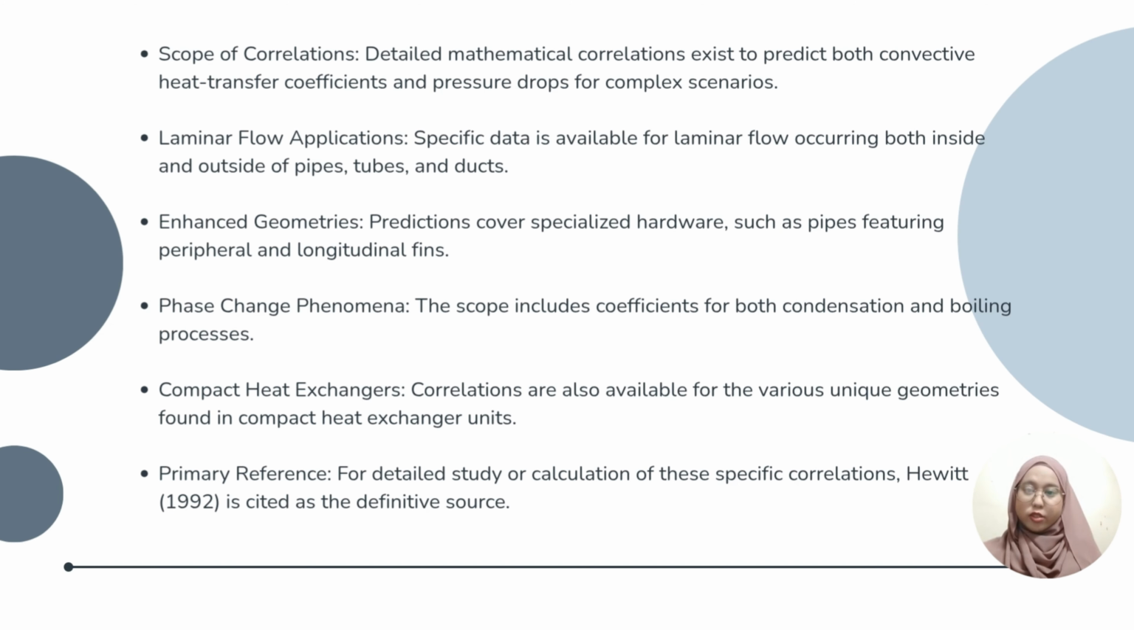Finally, it is worth noting that while we often focus on turbulent single-phase sensible heating, there is a vast set of correlations for more complex scenarios. This includes laminar flow inside or outside of various duct geometries and pipes with longitudinal or radial fins. Furthermore, specific correlations are required when dealing with phase change, specifically condensation and boiling, or the unique internal structures of compact heat exchangers. These are too numerous to list here. They are essential for specialized design and can be found in comprehensive references like Hewitt 1992.